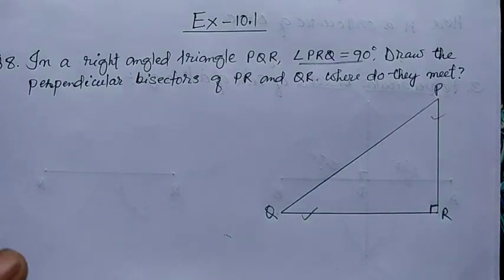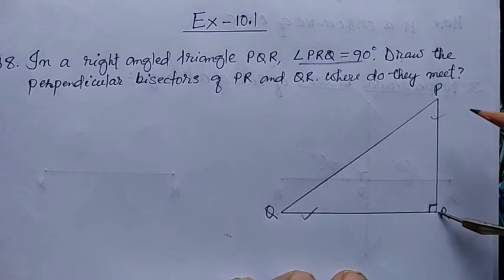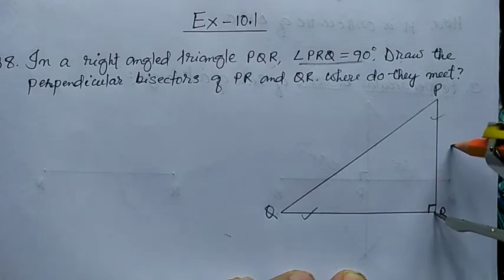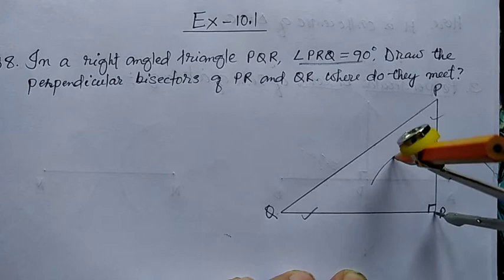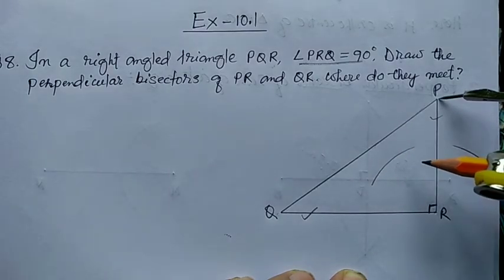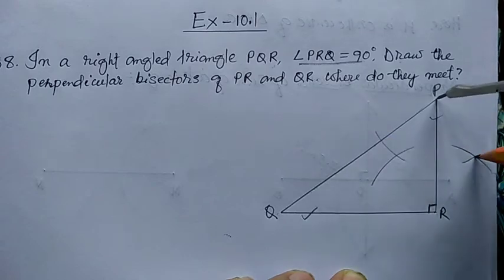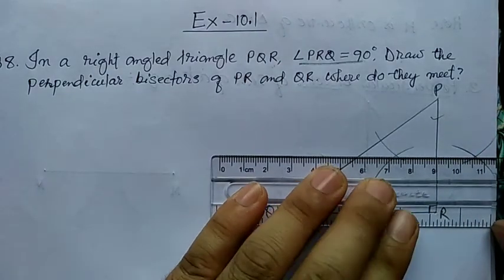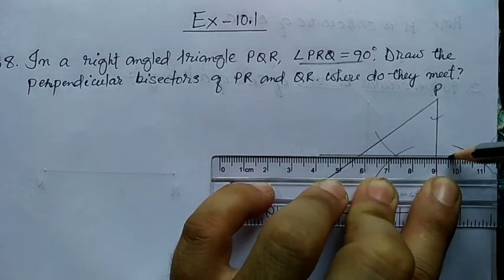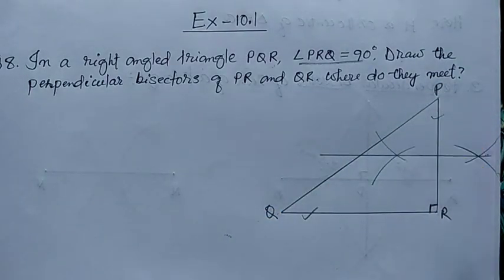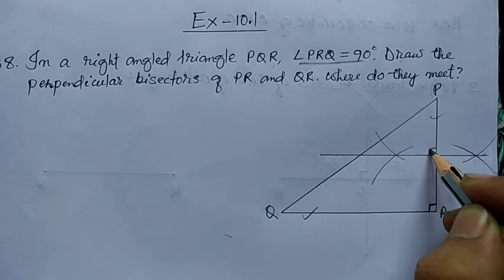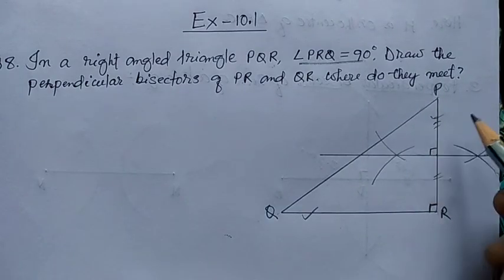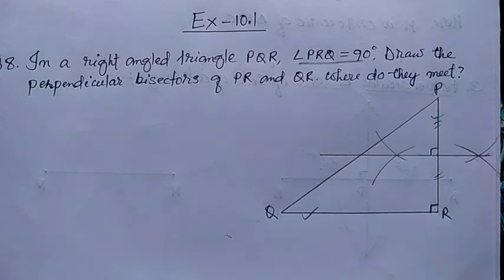Then let's do it with the same steps. Now let's draw for PR. The radius of the arc should be more than half of PR. One arc, another arc, same radius, we take P as center. Now we will join them. We get a perpendicular bisector of side PR. This is 90 degrees, so we call it a perpendicular bisector. This divides PR into two equal parts. Then next we draw for another side, which is QR.